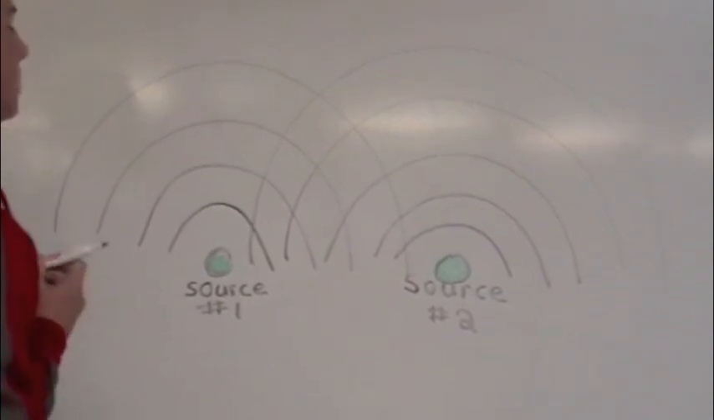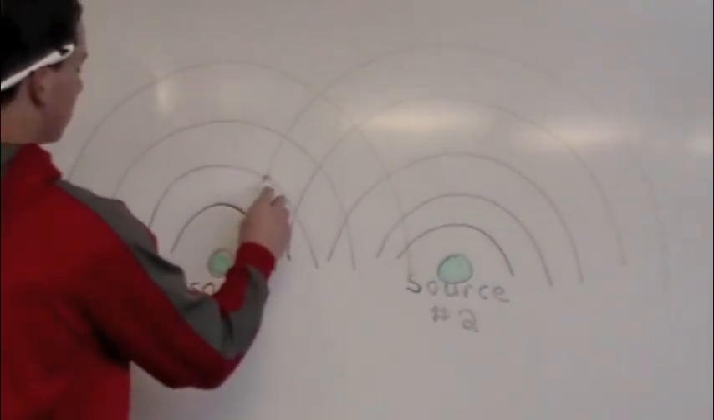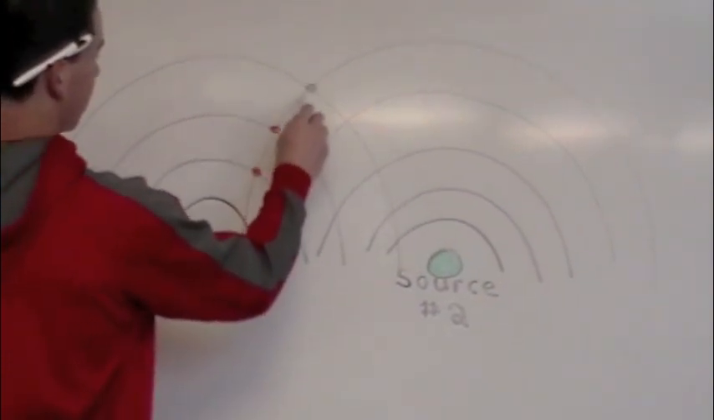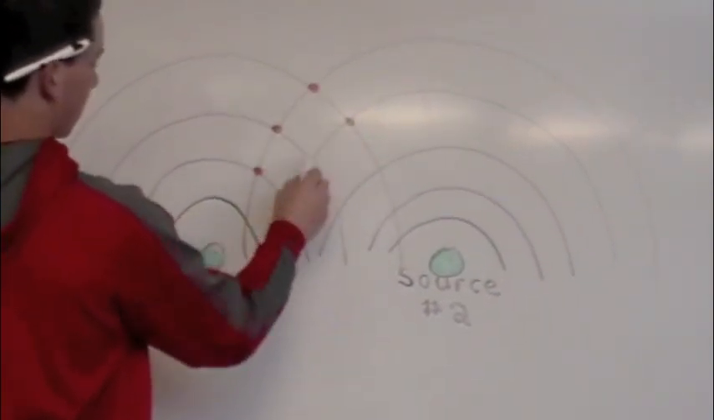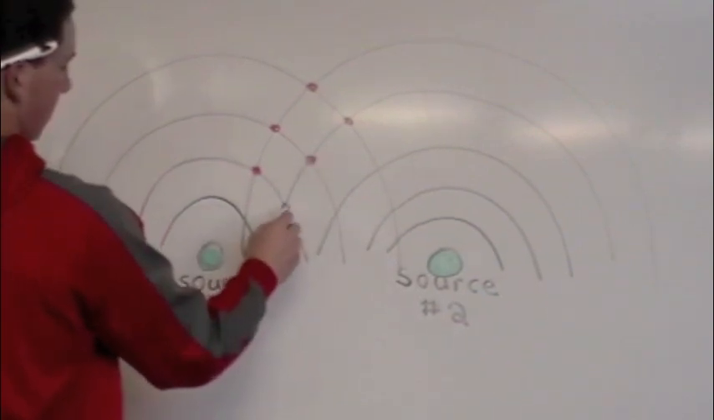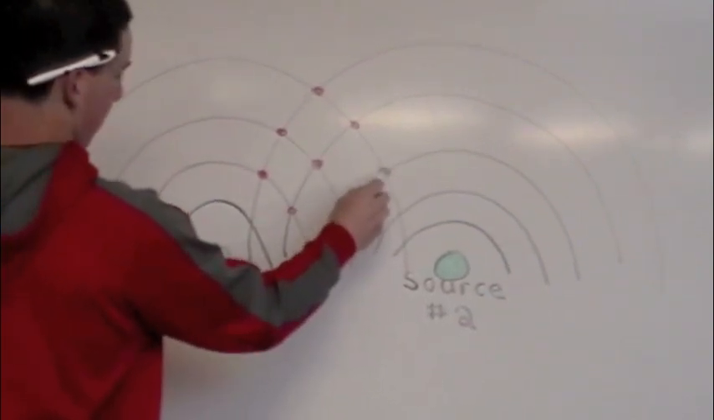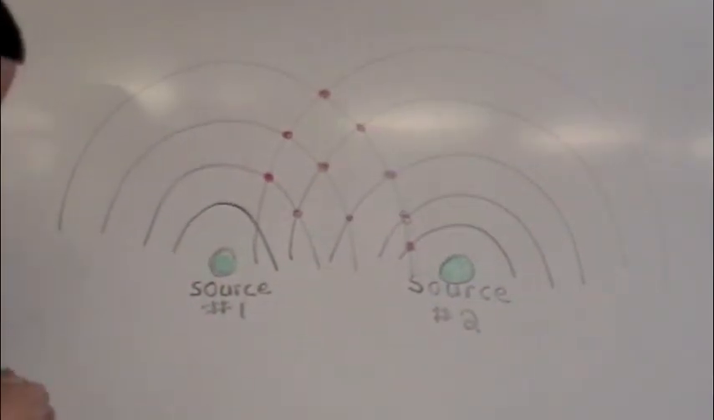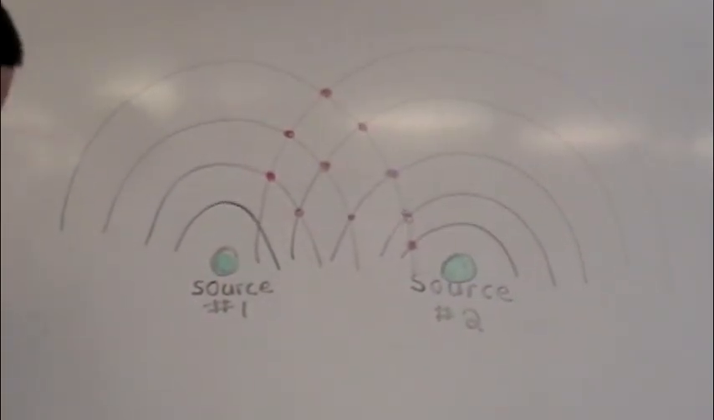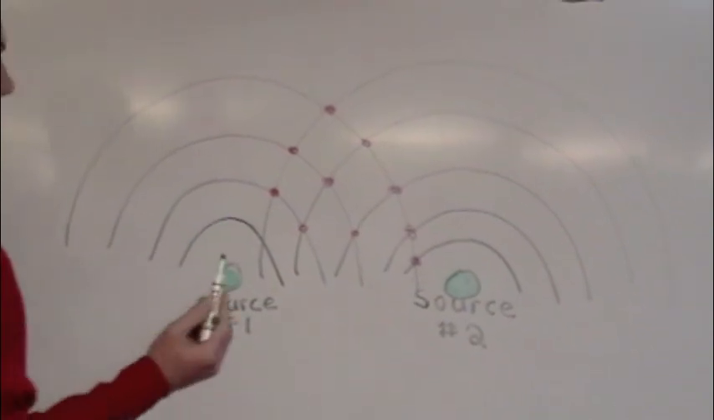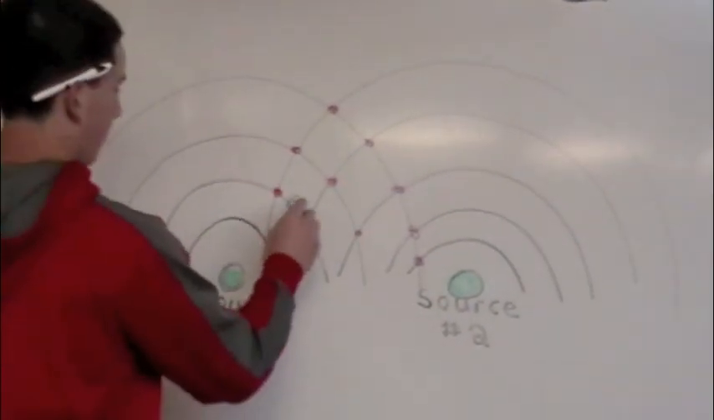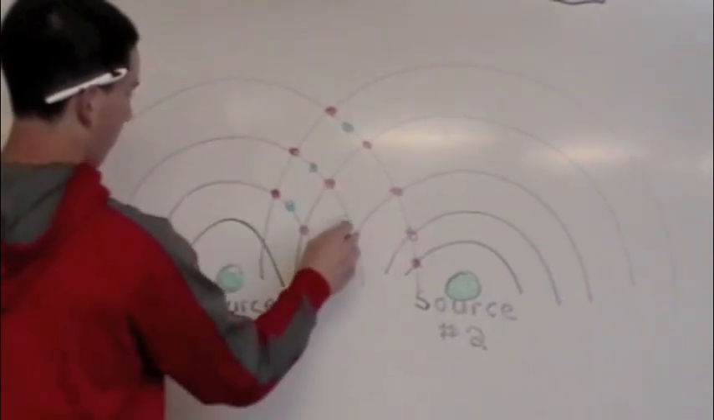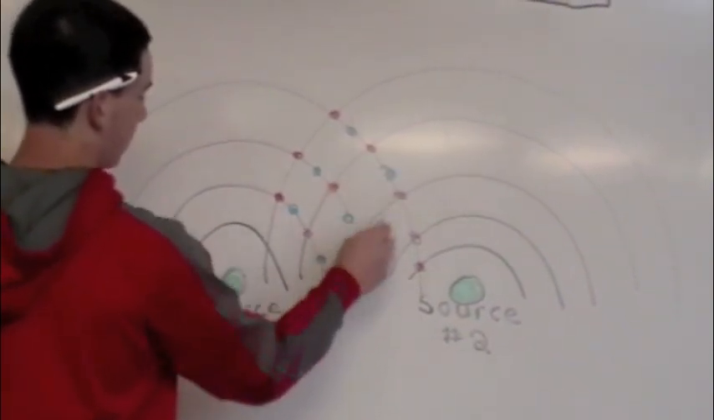The red marker represents where the waves constructively interfere. These spots are also referred to as maximum pressure points. The blue marker represents where waves destructively interfere. Also referred to as minimum pressure points.